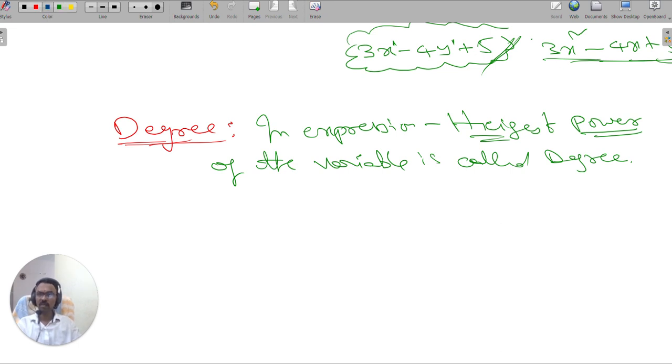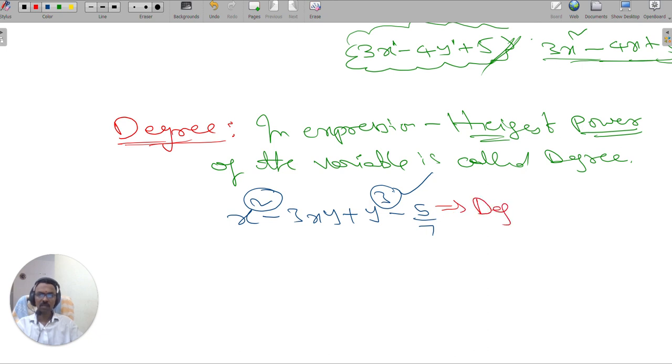We have to see whatever expression is given, how many variables are there, no problem. Among them, whichever highest power you get, concentrate on that. That highest power is called the degree of that polynomial. How much is the degree now? The degree is 3. This is called degree 3, the variable's power.